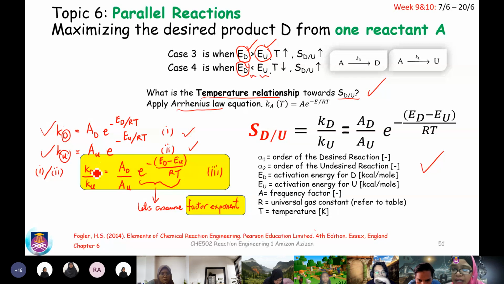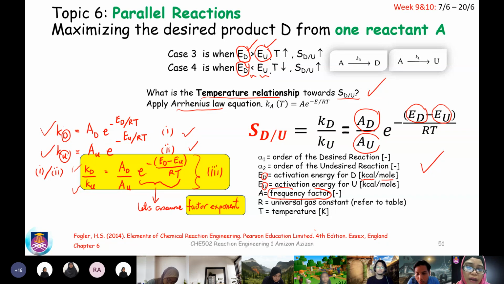We simply relate it by making a ratio of KD over KU, and finally you could see that the ratio of KD over KU is written as such, whereby AD is the frequency factor of the desired, and AU is the frequency factor of the undesired. Please take note of the unit used for the activation energy for the desired and undesired, which are both kilocalorie per mole.